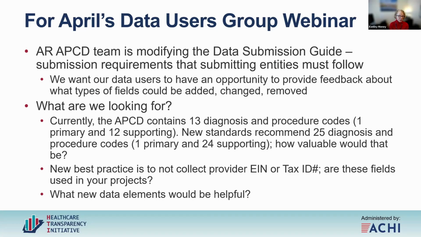Another example is the next to the last bullet, which said the new best practice in APCDs across the country is not to collect the EIN or tax ID number for providers. In the latest layouts for other APCDs, they don't collect it at all. We collected it; it was a holdover from when APCDs really began. Are these fields used in your projects? Do you use EIN or tax ID number for providers? And then of course, the last ones: what other data elements would be helpful?